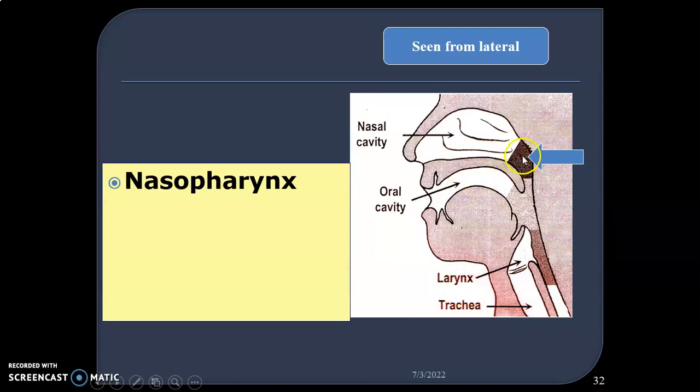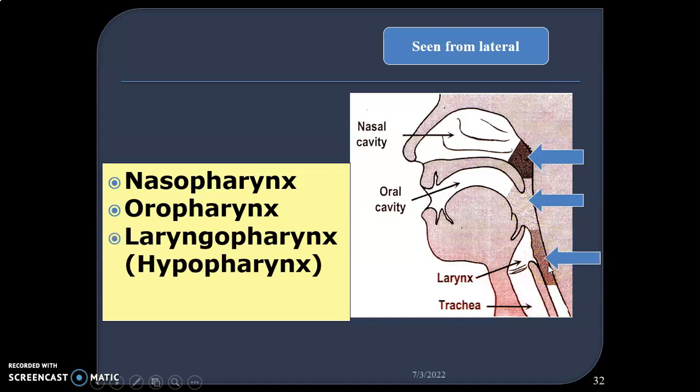The nasopharynx communicates anteriorly with the nasal cavity and inferiorly with the oropharynx. Then the oropharynx communicates anteriorly with the oral cavity, superiorly with the nasopharynx, and inferiorly with the laryngopharynx. And the laryngopharynx communicates anteriorly with the larynx, inferiorly with the esophagus, and superiorly with the oropharynx.